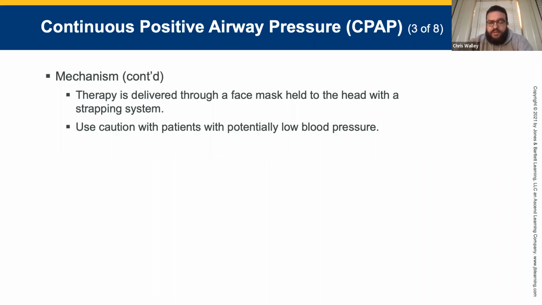But in the EMS world, it's going to be 15 liters a minute, high flow O2, and it's going to be a mouth and nose mask. It's going to look just like the bag valve mask. It's going to sit over them, and you're going to have a head net system that keeps it in place and keeps it from going anywhere once you get that good seal.